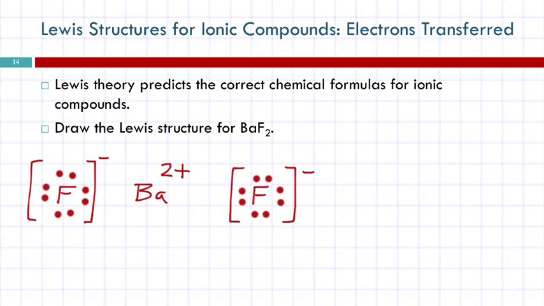These 3 ions together overall have 0 charge. No electrons were created or destroyed. The number of protons all stayed the same. The only thing that happened is we kind of shifted around who had the electrons. Barium passed them off to the 2 fluorines. Any questions?